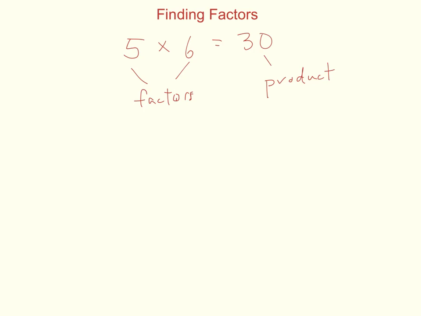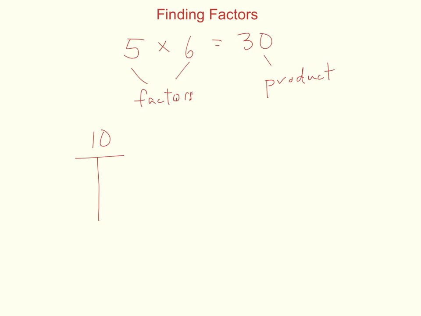So when I'm finding factors, let's start with a nice easy number of 10. You will find a number of different ways to do it. Some people do a factor rainbow. Some people do, and I like to do, factor T's. I call them factor T's.